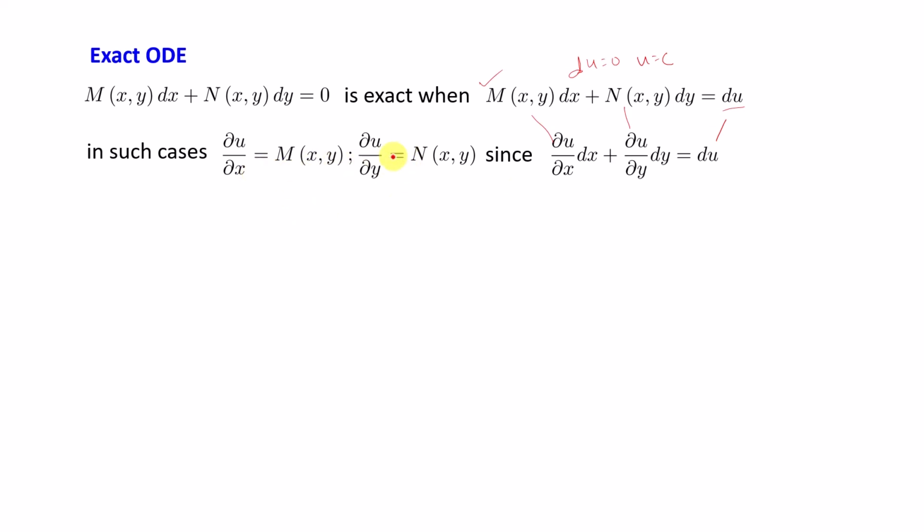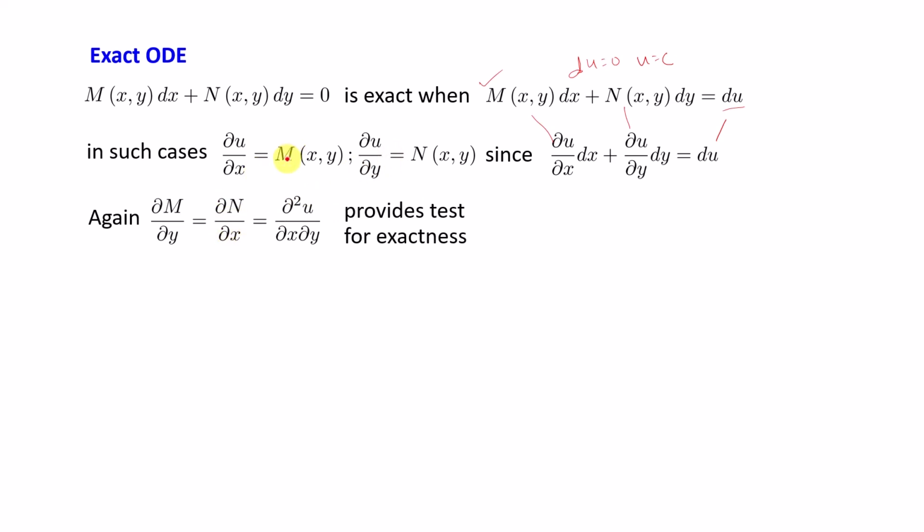If this happens, then I can say that ∂M/∂y is equal to ∂²u/∂x∂y. Similarly, ∂N/∂x is the same as ∂²u/∂x∂y, which means these two are equal, and we can test if they are. If they are indeed equal, then the equation is exact.